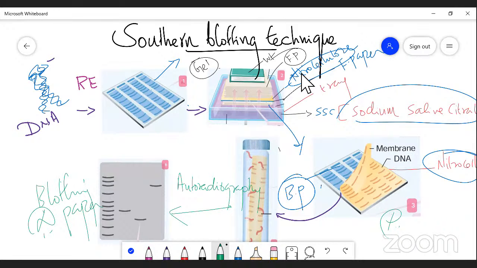Sometimes it is going to be asked in your examination as a 5-mark question, right? My dear students, please understand: explain or write about the steps involved in the Southern blotting technique. If it is asked, you got it, right? What is the Southern blotting technique? Transfer of DNA from gel to nitrocellulose membrane. What are the steps to be taken then?